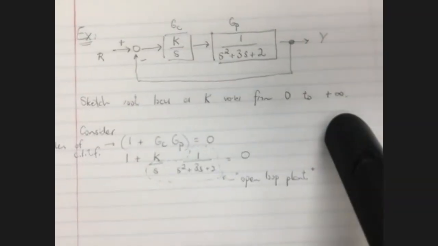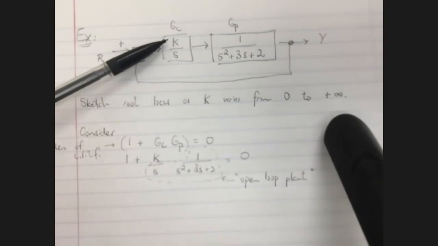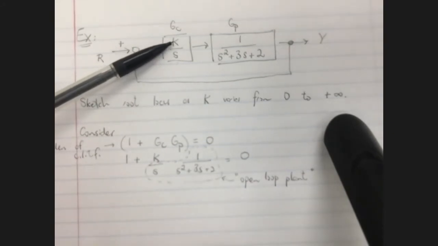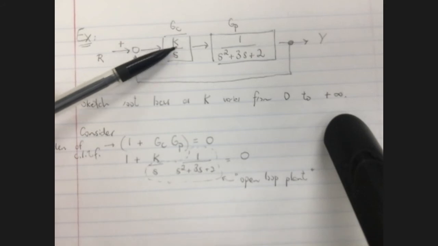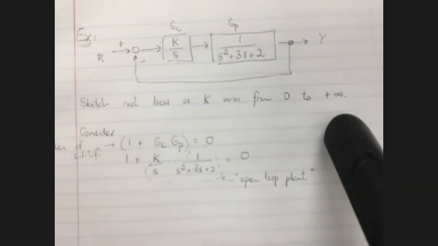Exactly right. Great suggestion. So this is how we handle things in cases like this, where we've got a slightly different situation, and it wasn't too difficult to pull out that K, and everything else is going to be our plant.